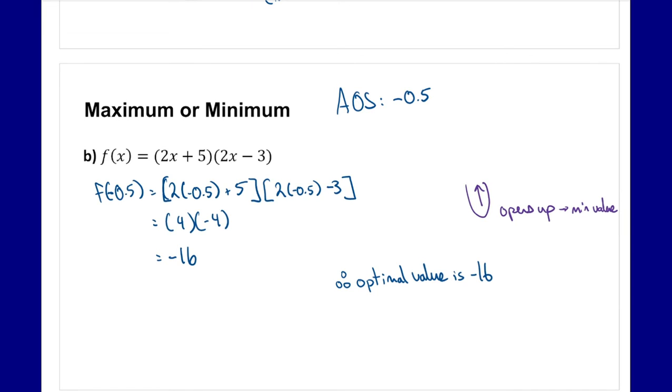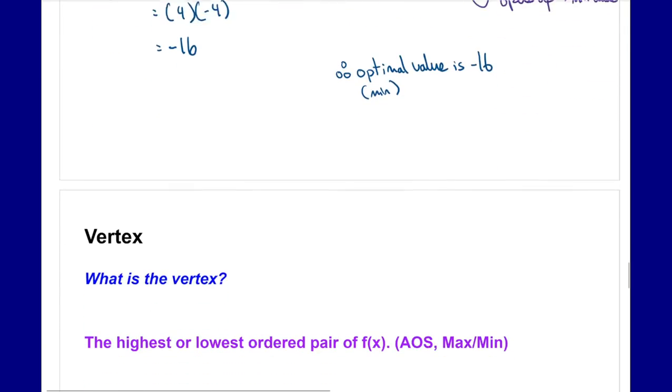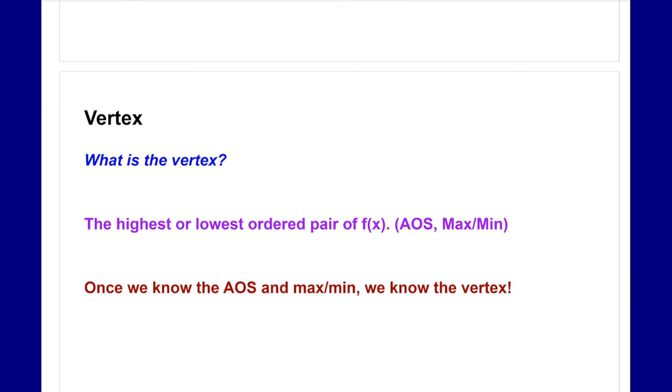So we have the minimum value of our function, or quadratic, which is negative 16. So we've looked at, given a factored form, we can find our zeros, we can find our axis of symmetry, we can find our minimum or maximum value. We can also find the vertex.